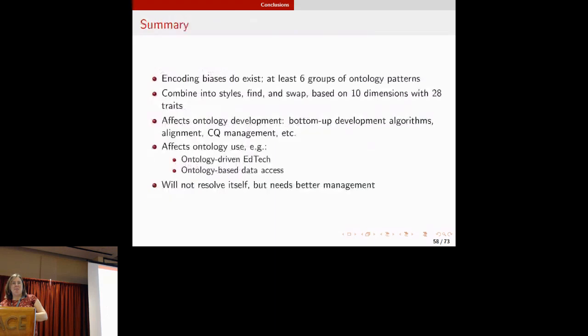So to sum up, to have enough time for discussion and questions, those encoding biases, they do exist. We have summarized here, it's those 6 groups of it. They combine into styles that we have evidence for as well. It affects ontology development, from bottom-up ontology algorithms to competency question management, to verification of your ontologies. It has an effect throughout those kind of things from ontology development. And as you may have seen, it affects ontology use as well. It will not resolve itself automatically, but it needs better management with tools and methods and techniques.